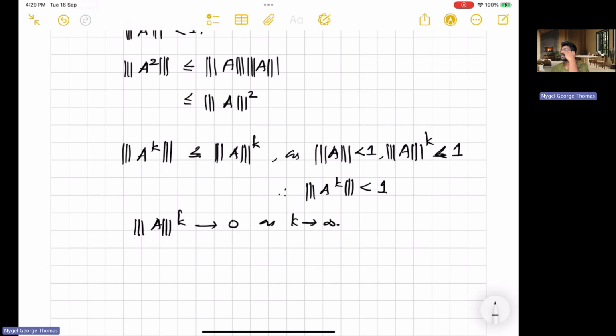This is the standard result for a sequence with magnitude less than 1. Does it mean that A raised to k tends to 0? Yes, and the simplest way is to use positivity. By positivity, if the norm of A tends to 0, A should tend to 0, because it's a valid norm. That's the positivity condition.